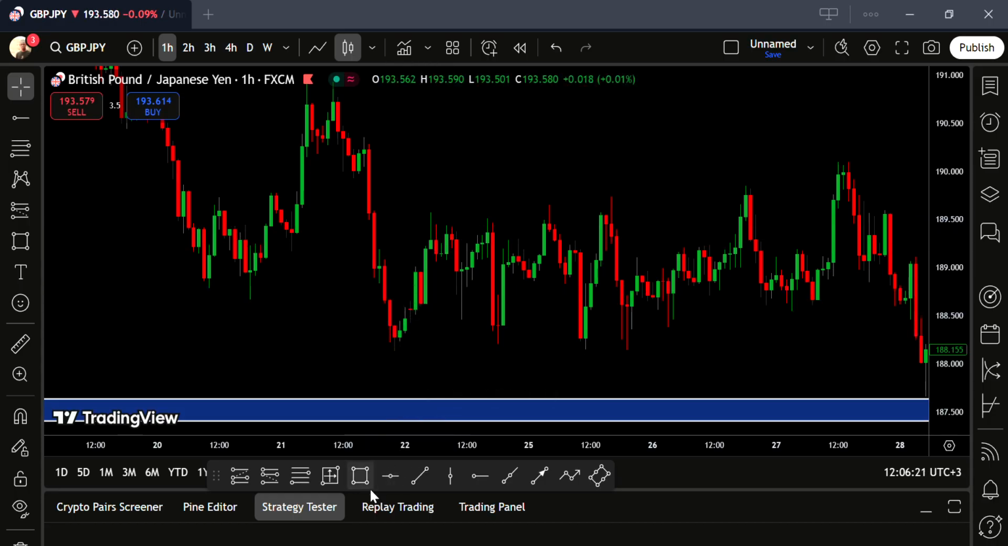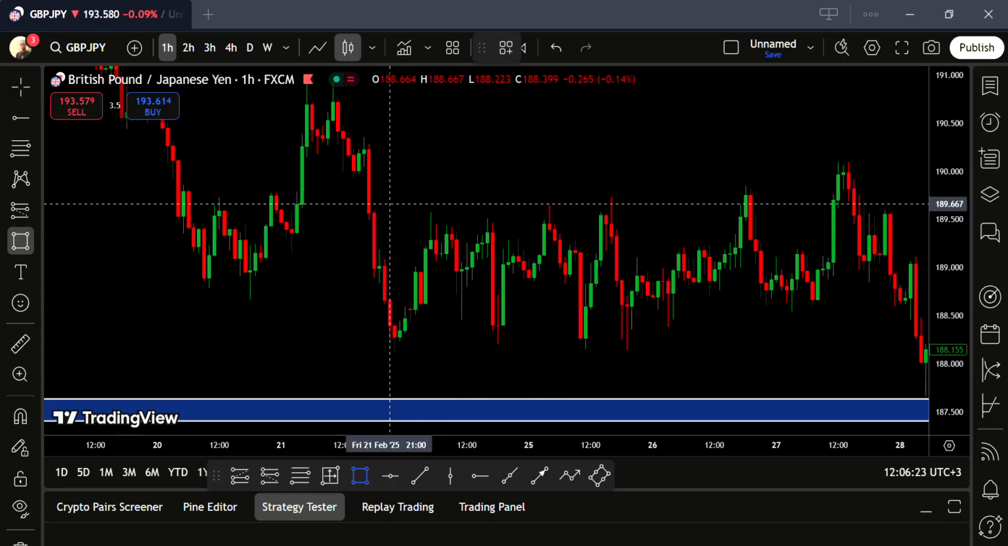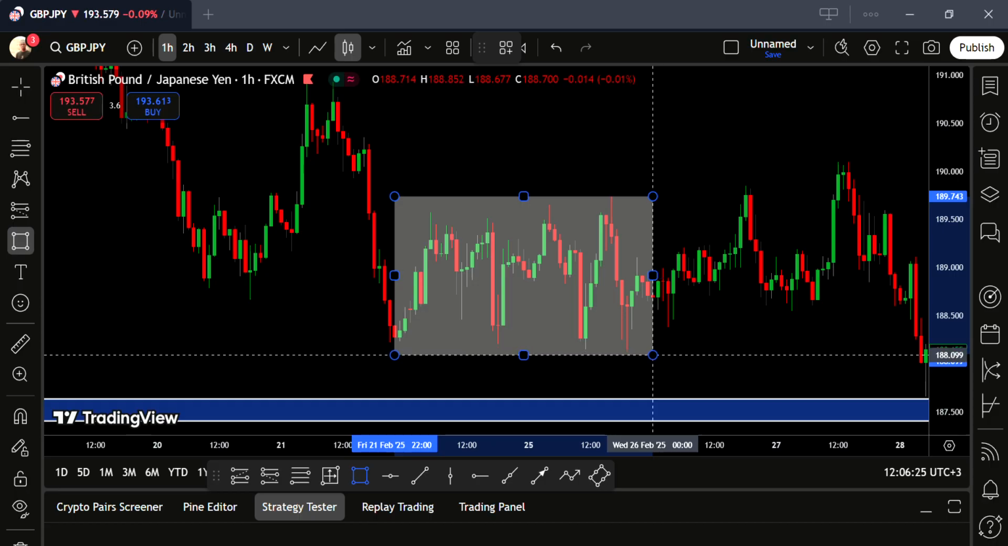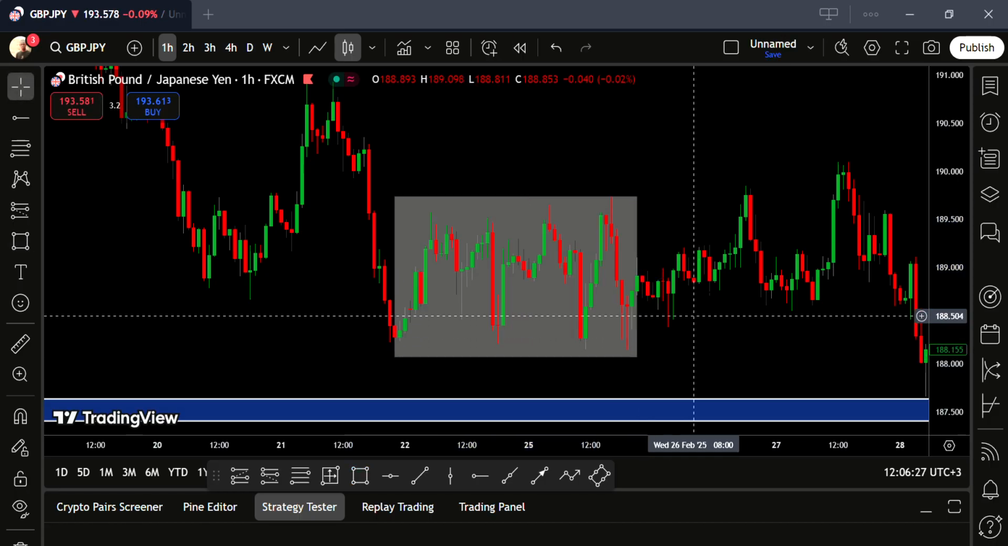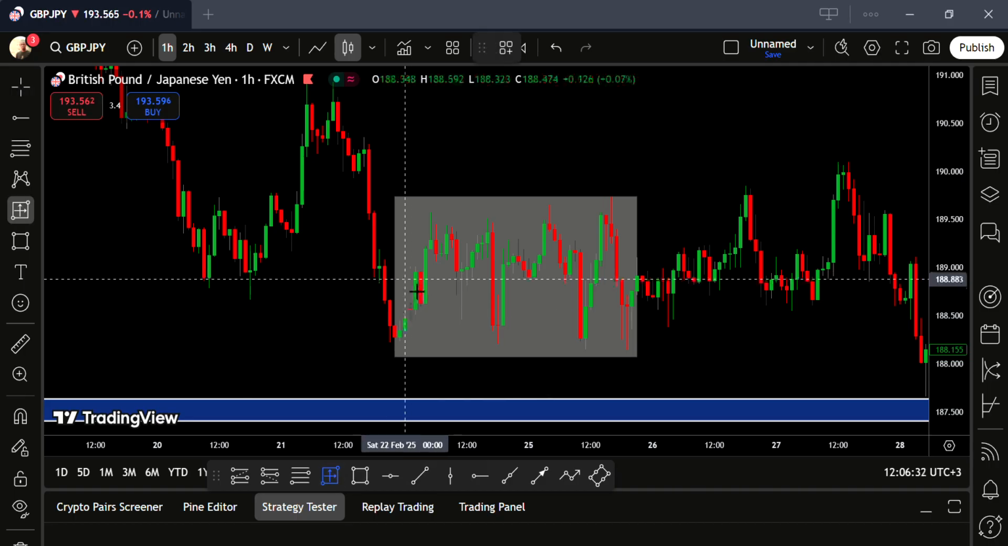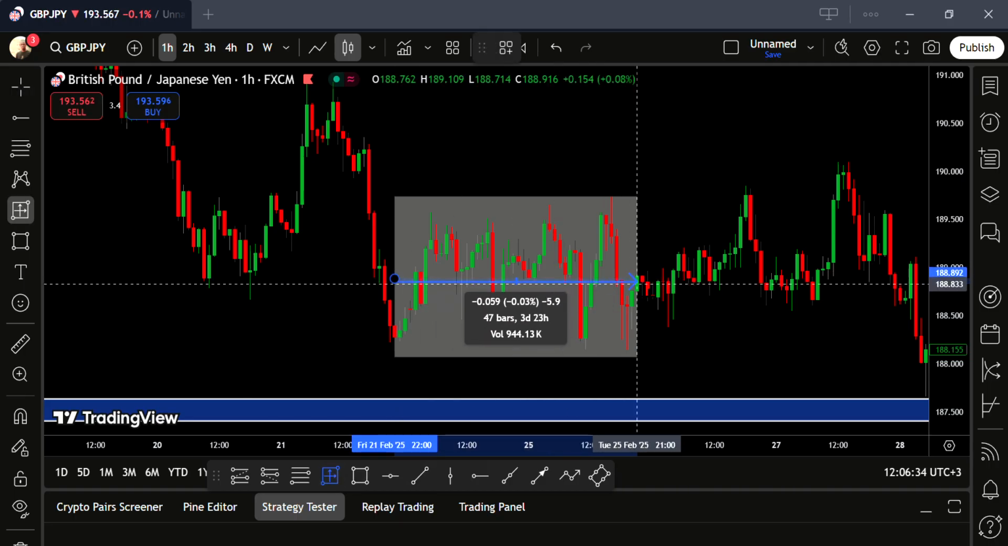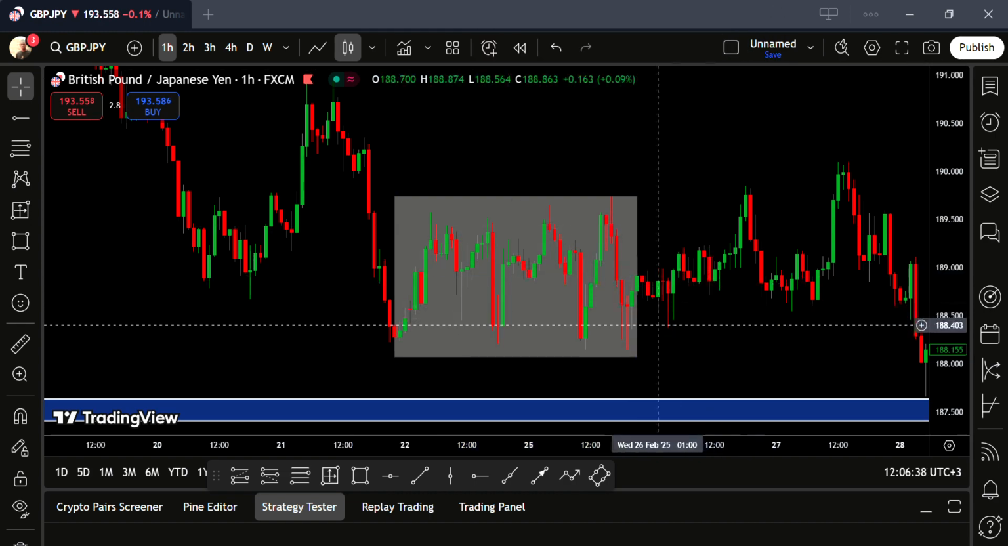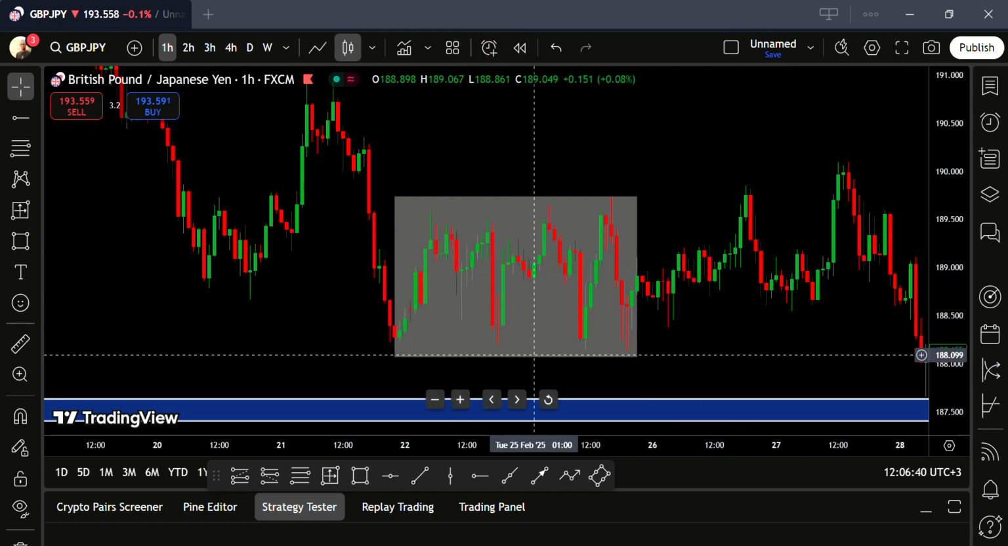So for context, we're going to be looking at this area here. I start from here to here, 3 days of price action. So that's what we're going to be looking at. It looks like a consolidation.